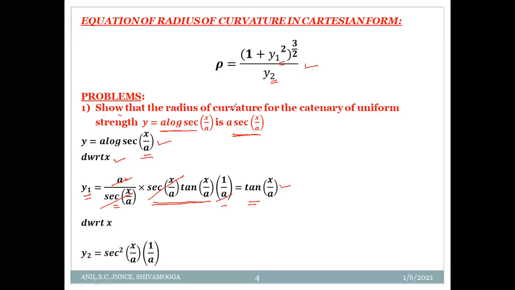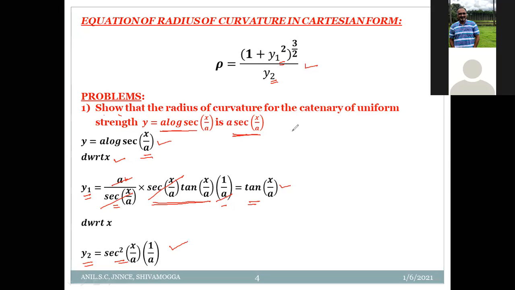In order to obtain the second derivative, differentiate the expression with respect to x. Derivative of y1 is y2 or d square y by dx square. Derivative of tan theta is secant square theta. Therefore, derivative of tan x by a is secant square x by a into the derivative of x by a, which is 1 by a. 1 by a is a constant, and derivative of x is 1. These are the two required derivatives, y1 and y2.